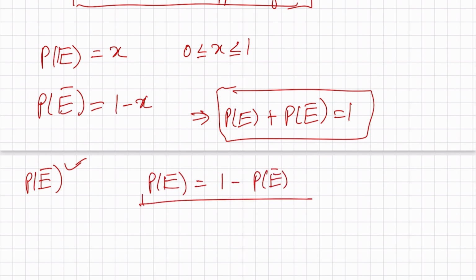And some of the problems, I think one of the problems we did, I've discussed before, we did something like this where we computed the probability of the event not happening, and then we computed the probability of event E using this formula. Now let's move on to some other things.